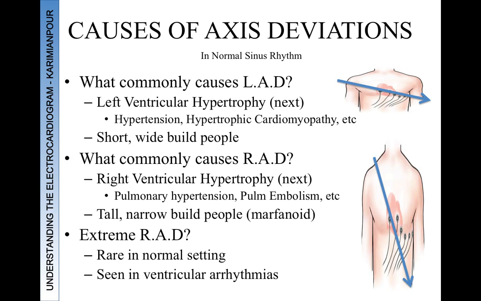And then in what situation do you see right axis deviation? It's rare in a normal setting. If there is a ventricular arrhythmia that originates from the ventricles, let's say the apex for easy understanding, and it's going from the apex up and to the right towards the base of the heart, you may see a right axis deviation on ECG. But it's typically rare and we don't commonly see it.